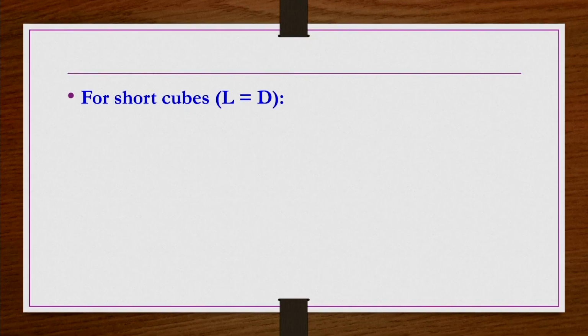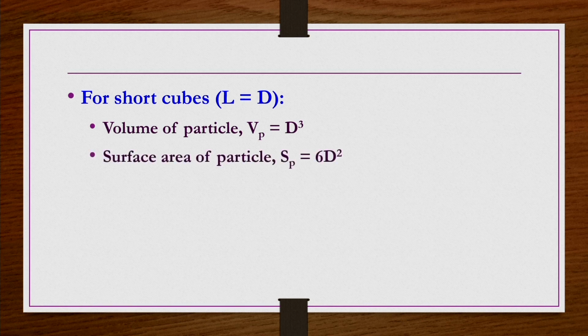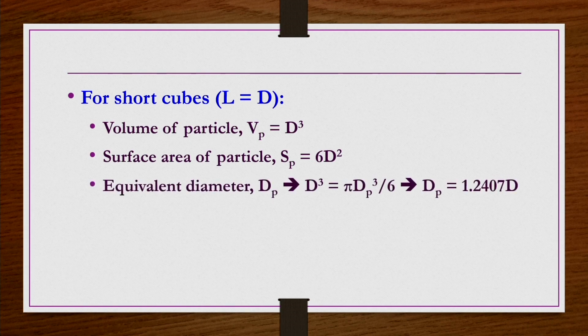Similarly, if you take a short cube with L is equal to d, or the size of the cube is equal to d, then the volume of the cube is d cube, and the surface area of the cube is 6 d square, because 6 faces are there, each face having d square area. So, 6 d square is the surface area of the particle. For the nominal diameter, d cube should be equated to pi dp cube by 6. So, from here you get dp is equal to 1.2407 d. This is again the reason, as we mentioned in one of the previous slides.